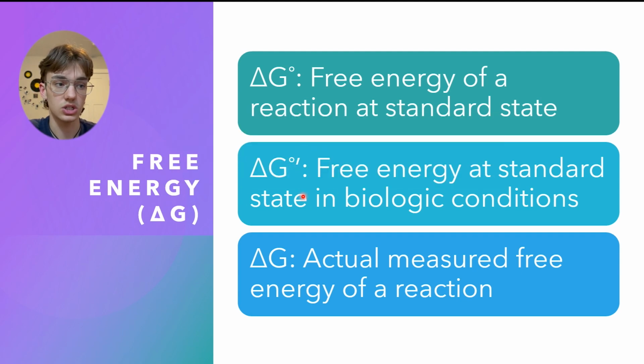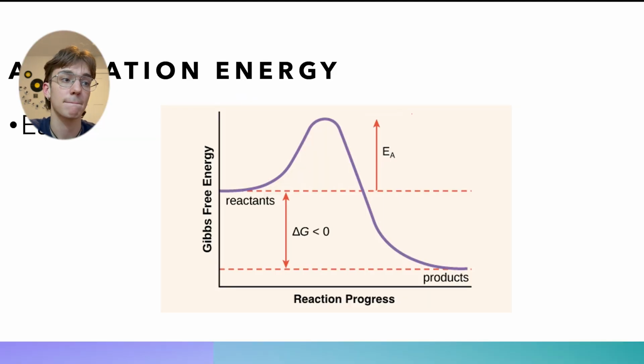Delta G naught prime is also at a standard state, but in addition, it is at biologic conditions, which refers to pH. So this one is going to occur generally at pH 7, and it's indicated by this little tick mark here, which makes it delta G naught prime.